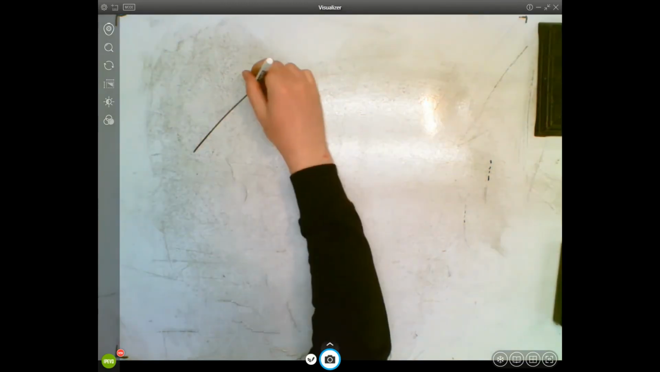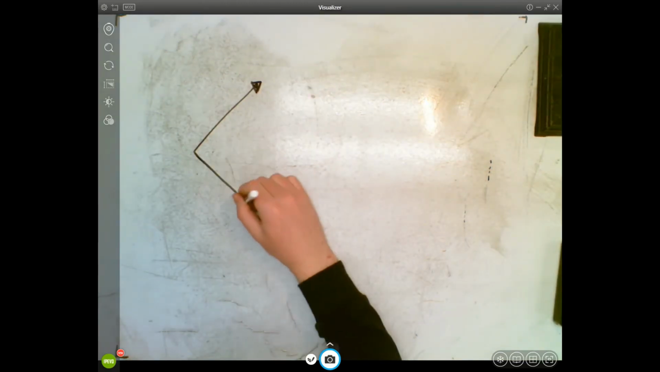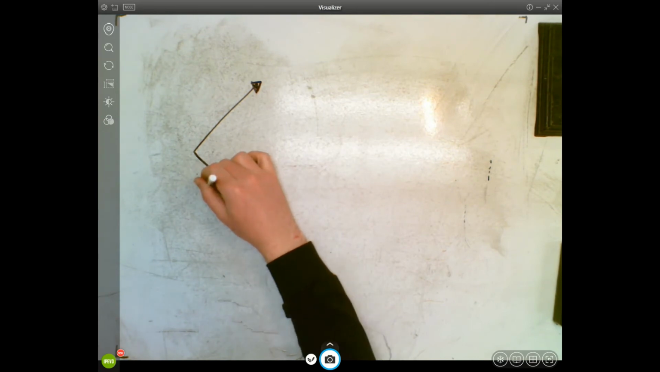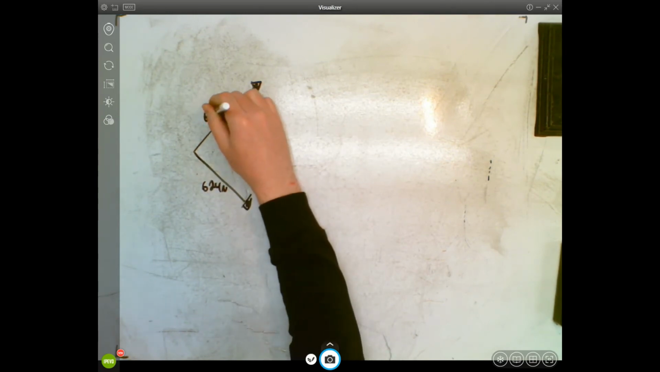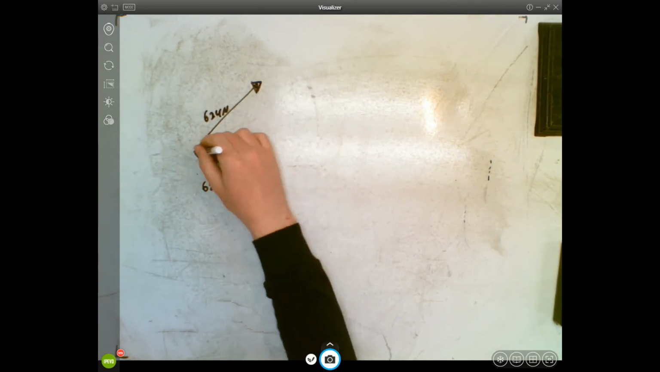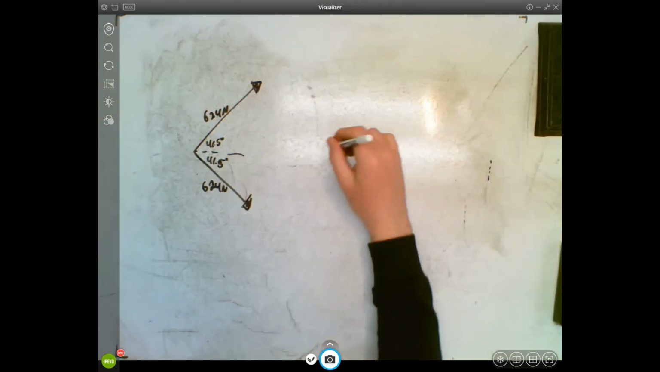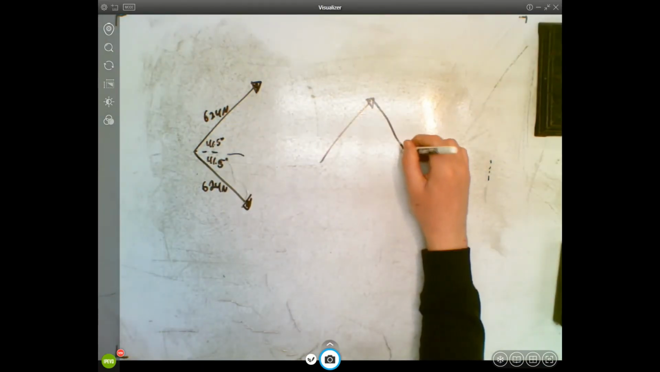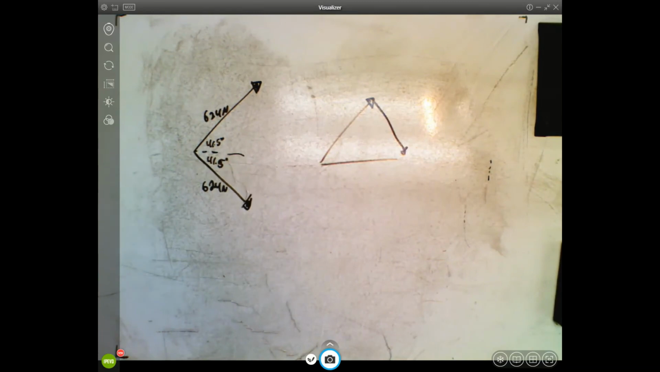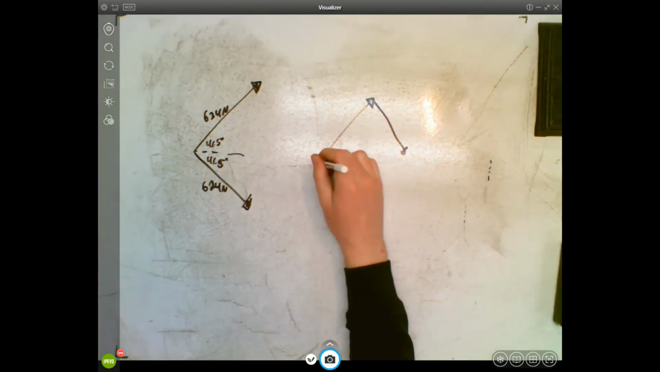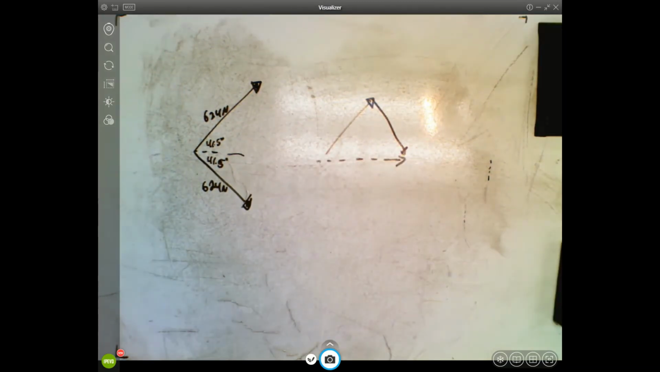Okay, so we have 2 vectors like that of 624 newtons, and each angle is 41.5 degrees. Okay, so if I add these tip to tail, it's not going to make a right angle triangle, right? This would be my net force like that. So what I can do is I can do an RCS chart.